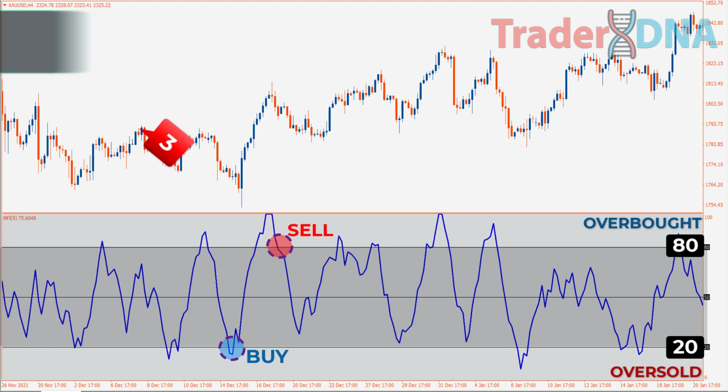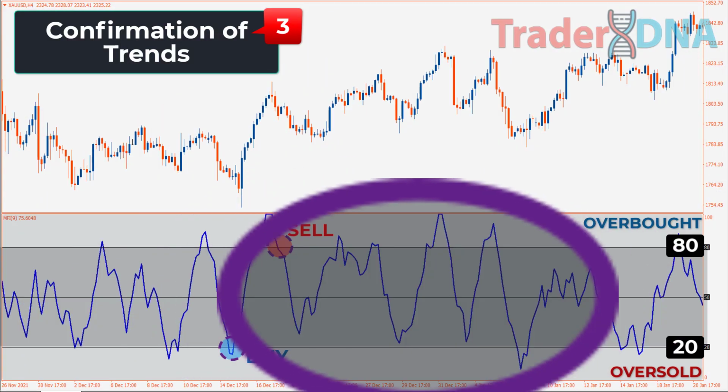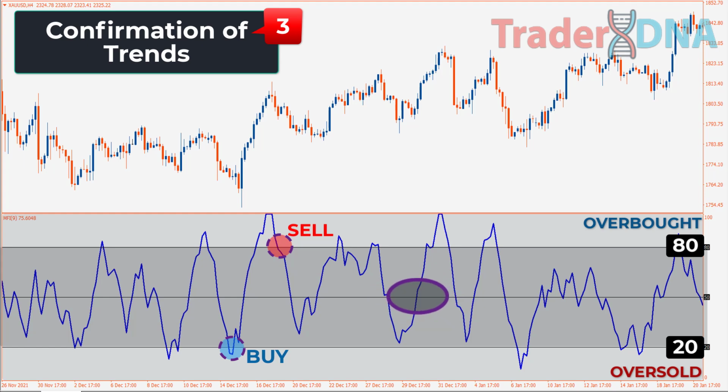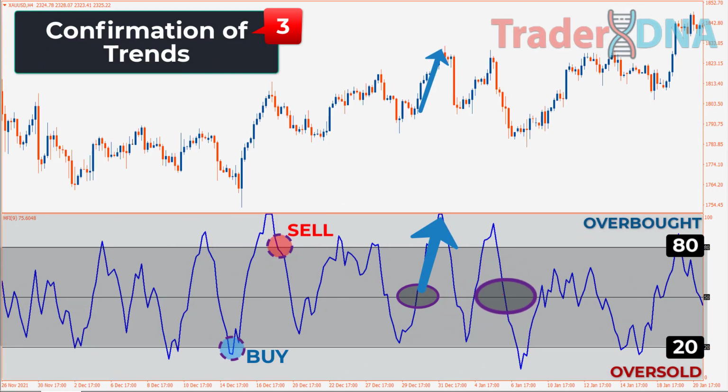Third, confirmation of trends. The MFI can confirm trends identified by other technical indicators or price action analysis. For instance, if a security is trending upwards and the MFI shows high readings above 50, it suggests strong buying momentum supporting the uptrend. On the other hand, if a security is in a downtrend and the MFI line falls below 50, it indicates significant selling pressure that reinforces the downward movement.